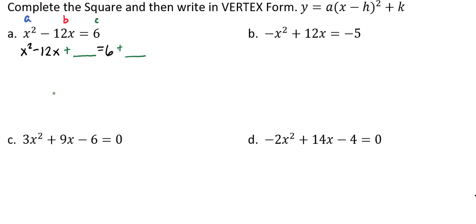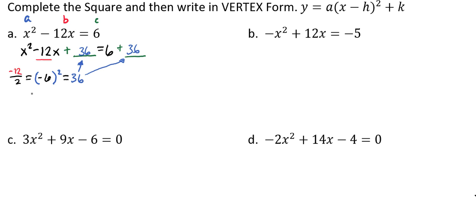to keep it balanced. Then we're going to take our b value of negative 12 and divide it by 2, which gives us a value of negative 6. Then we'll take that value, and we will square it. And that's going to give us a positive 36. So we're going to plug our 36 into our leave a spaces. That's where that goes.